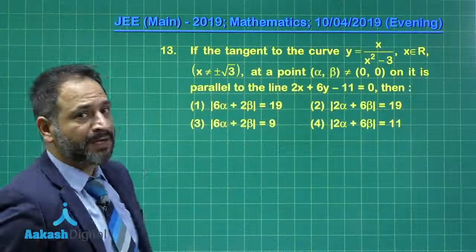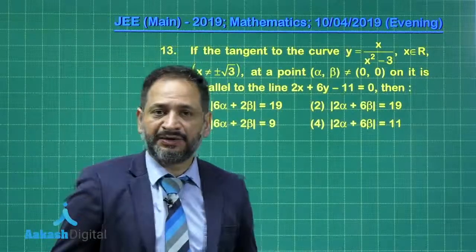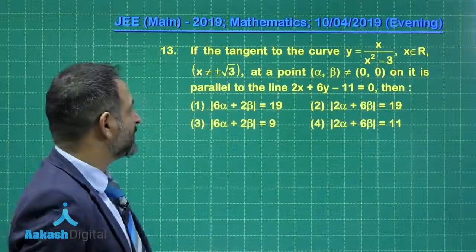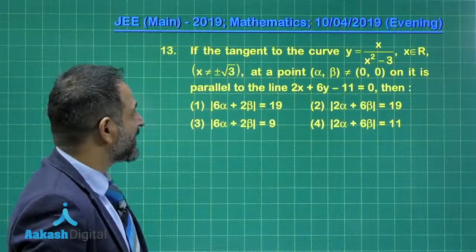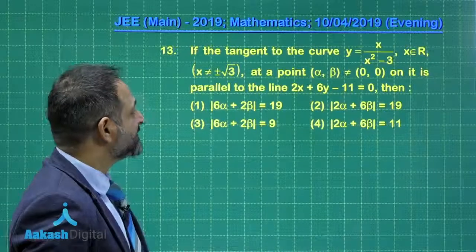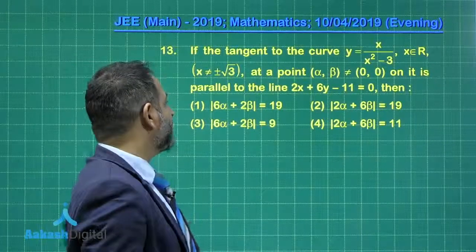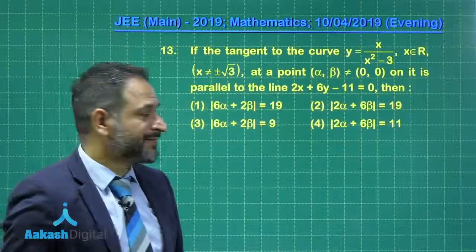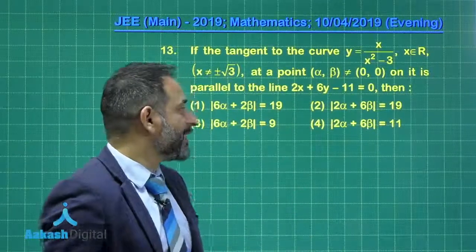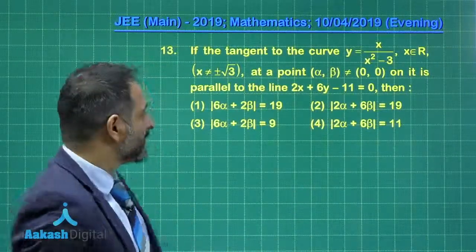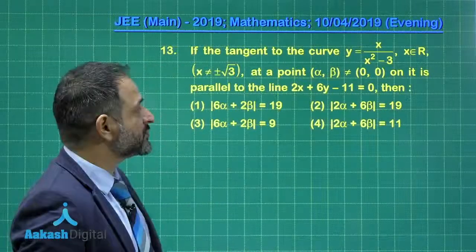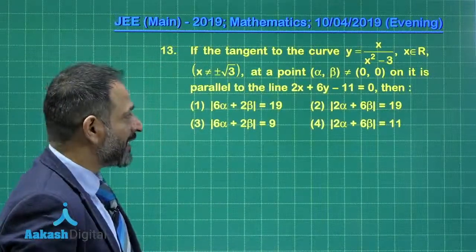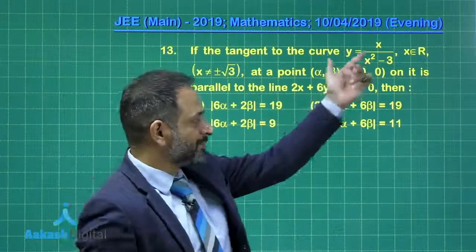Here's the problem coming from tangent and normal, that is from calculus. The curve is y is equal to x upon x square minus 3 and the tangent at the point alpha comma beta is parallel to this line, that is 2x plus 6y minus 11 is equal to 0. Definitely the slope of the tangent is given to us and we want to find out the coordinate alpha and beta which are lying on this curve.